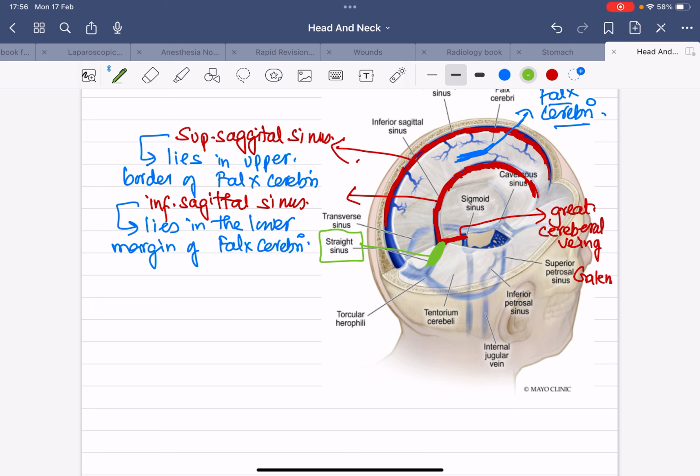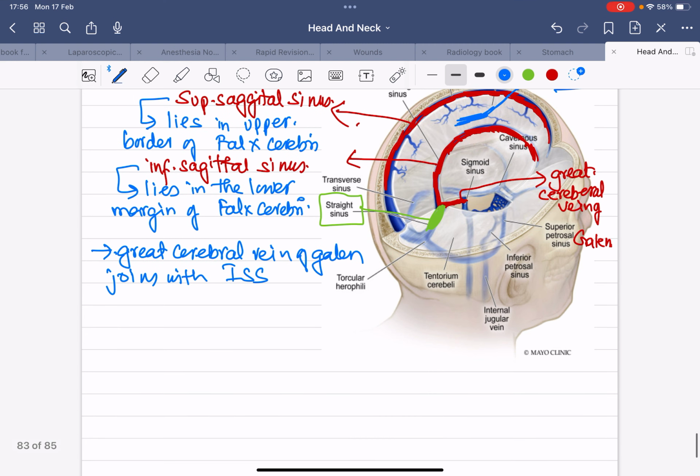So the next point which you must remember is that the great cerebral vein of Galen joins with the inferior sagittal sinus. I am going to write ISS, inferior sagittal sinus, and now it is going to form what? It is going to form the straight sinus now.